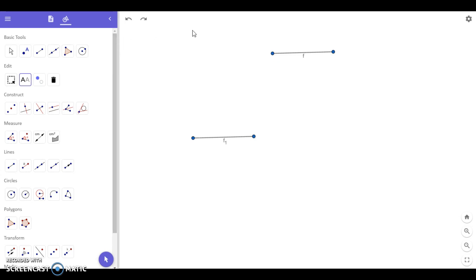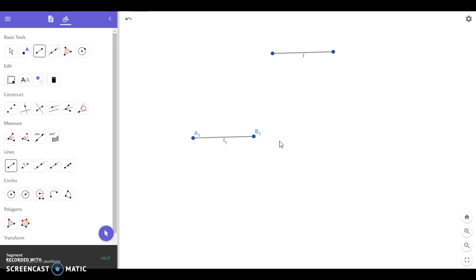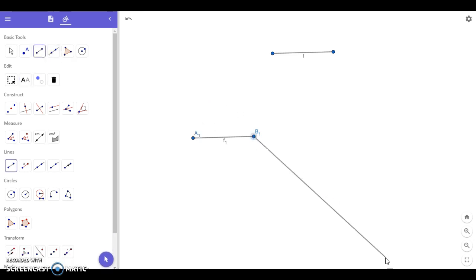Alright, so I have my segment F. I just put another one over here so we can leave it up there for looks and stuff. So this is going to be F1, and its points are going to have names that have these little subscripts to go along with it. And from here, we just need to lop off a segment of a greater size equal to this A1, B1.